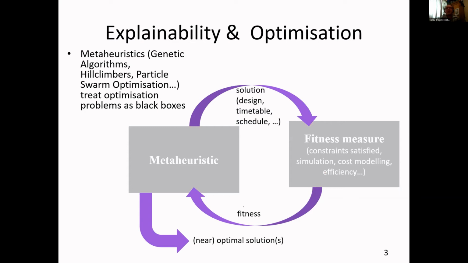It's giving us a number, which we tend to call fitness. That gets fed back to the meta-heuristic. The meta-heuristic makes decisions on that basis and produces some new solutions that are hopefully good. And out pop at the end some optimal, or at least near optimal solutions. And that's great, and it works pretty well for a lot of problems.